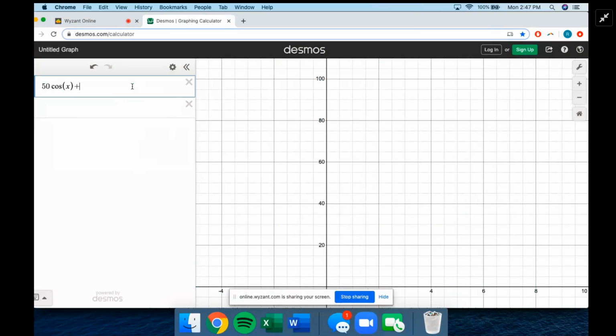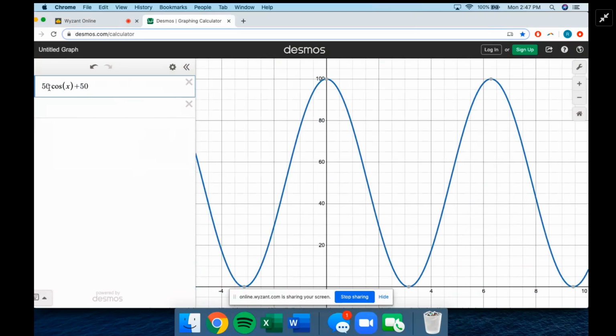And then if we add on the plus 50, so all I'm doing here is I'm putting the A, the 50, in front, the plus 50, our D, at the end. And you can see that this already looks a lot more like the picture I drew just a second ago. It goes all the way up to 100, comes all the way down to 0, doesn't go beyond those. Hopefully you notice though that one big difference is that our graph starts at 100, or this one does, and the one we drew started at 0 at the bottom.